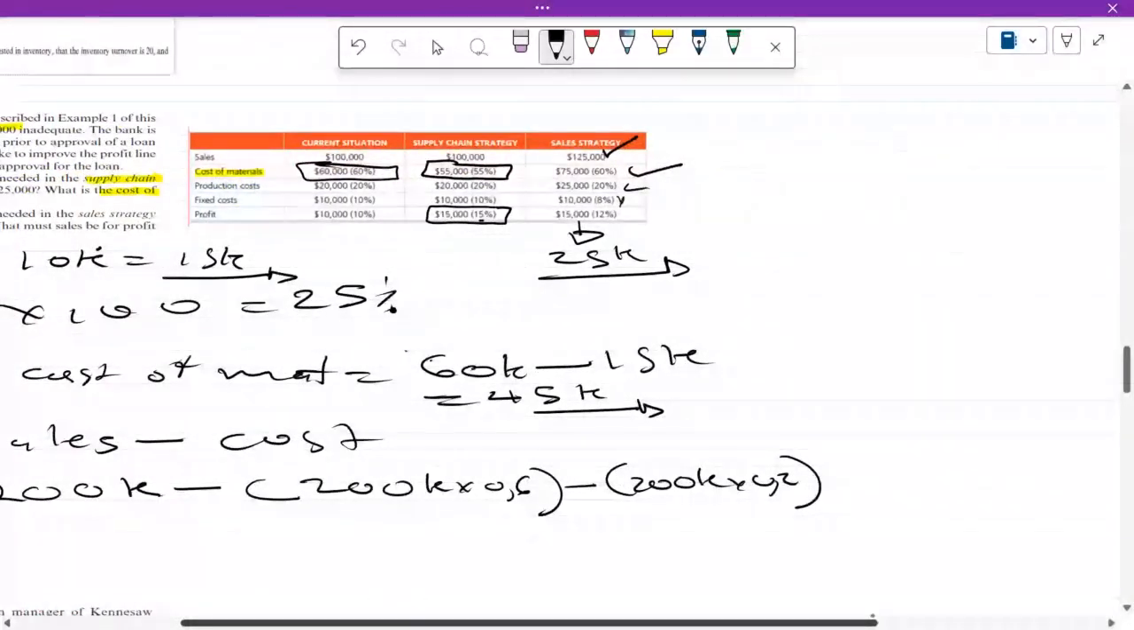Minus this one, they say it's fixed. From the example that we have done, this is a fixed cost. It doesn't change regardless of how much we are playing. So it's going to remain as 10K.